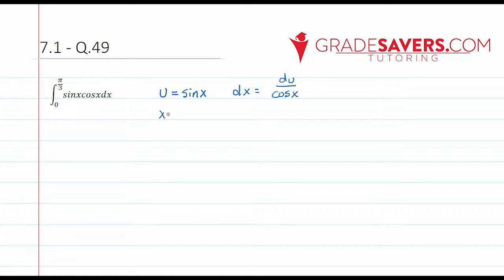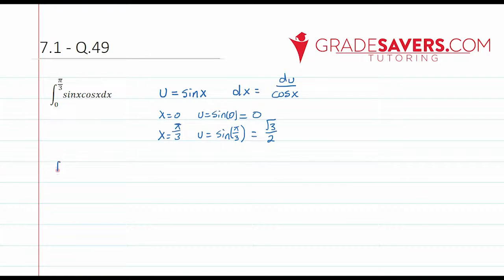So when x is equal to 0, u is equal to sine of 0. All we're using is this equation that gives us a relationship between u and x, which is equal to 0. When x is equal to pi over 3, u is equal to sine pi over 3, and this is where, if you haven't memorized the unit circle, it might be a little difficult, but it's equal to root 3 over 2.